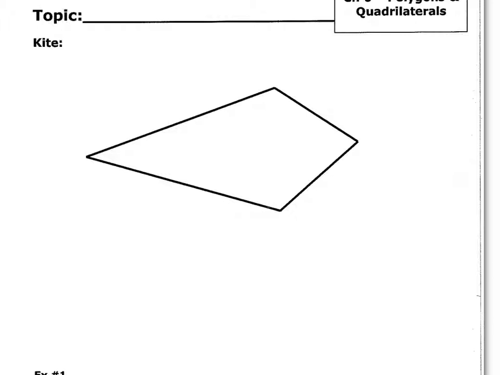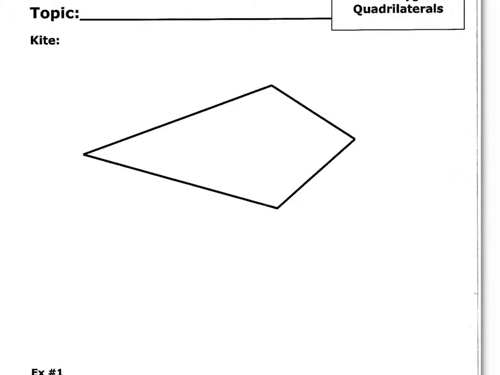Okay, for an object or a shape to be a kite, first you know that the diagonals must be perpendicular. Perpendicular meaning that they make a 90-degree angle. Okay, so to be a kite, you must have diagonals that are perpendicular.